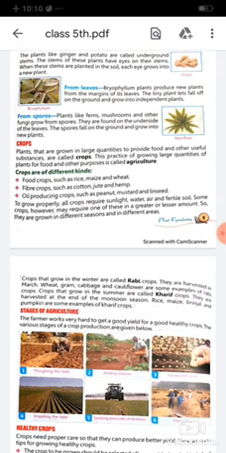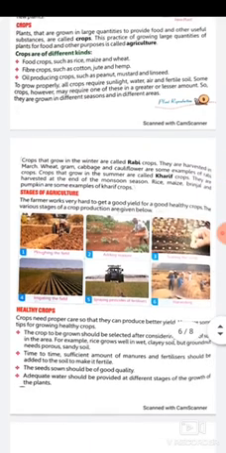Children, crops that grow in the winter are called rabi crops. They are harvested in March. Wheat, gram, cabbage, and cauliflower are some examples of rabi crops. Crops that grow in the summer are called kharif crops. They are harvested at the end of the monsoon season. Rice, maize, brinjal, and pumpkin are some examples of kharif crops.